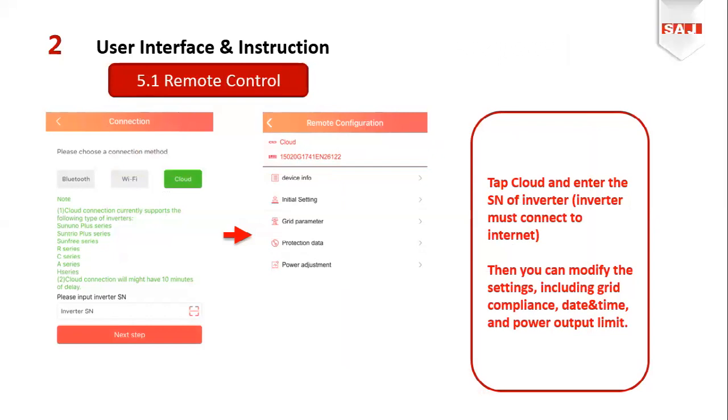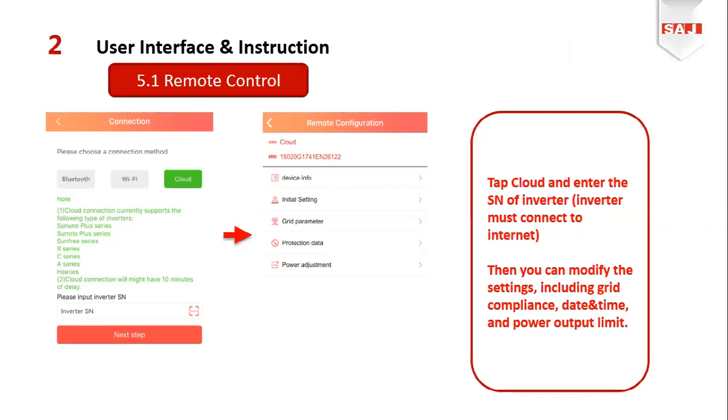Here we are showing the function of remote control. Here you can see when you click crowd, it requests you to input the inverter serial number. When you type in the serial number of the inverter you want to control remotely, you will see the interface here. You can go through the device information and the initial setting, also the parameters and the protection data. Also you can do the configuration of power adjustment.